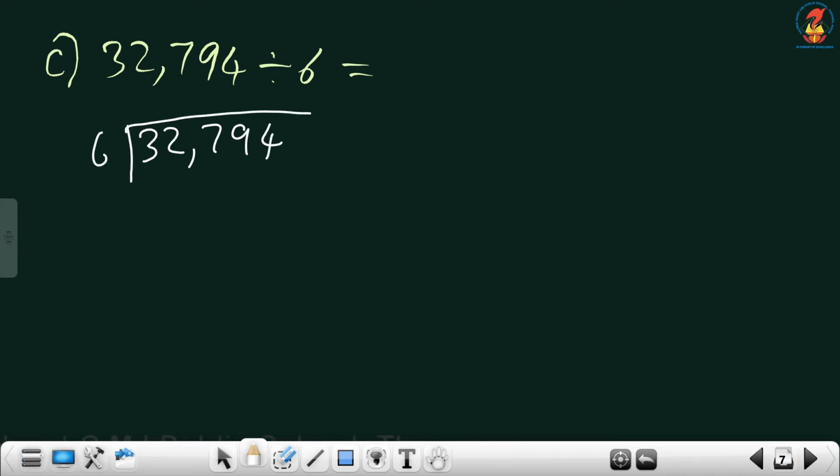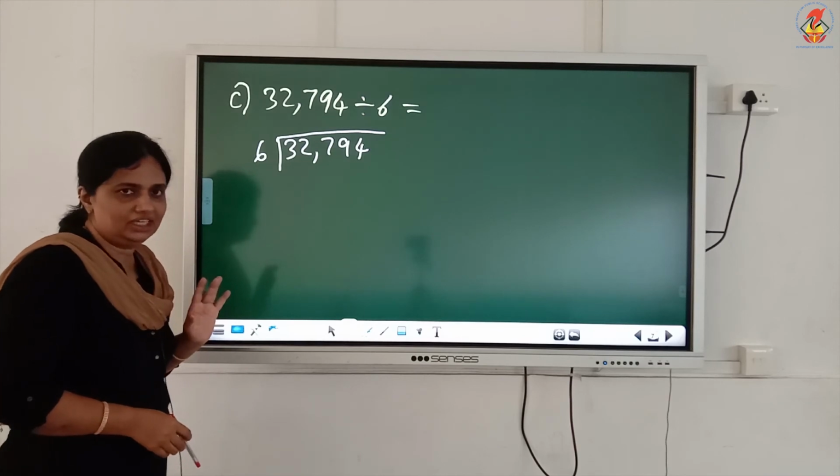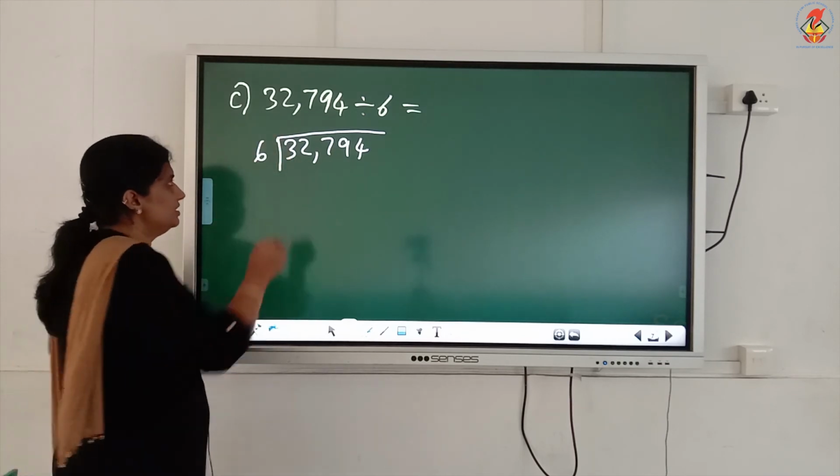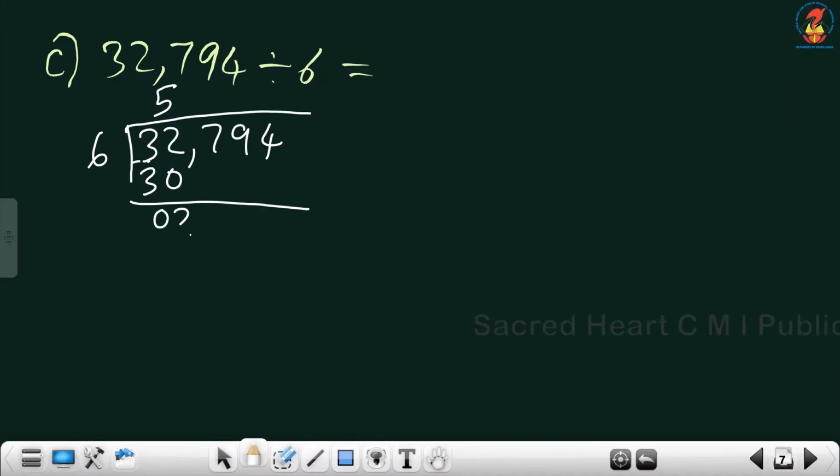32,794 divided by 6. 6 5s are 30, 6 6s are 36. Here, which number do we want to take? 32, because 3 is less than the divisor, so we need to consider 32 only. Then 6 5s are 30. The remainder is 2. And the next digit down, that is 27.